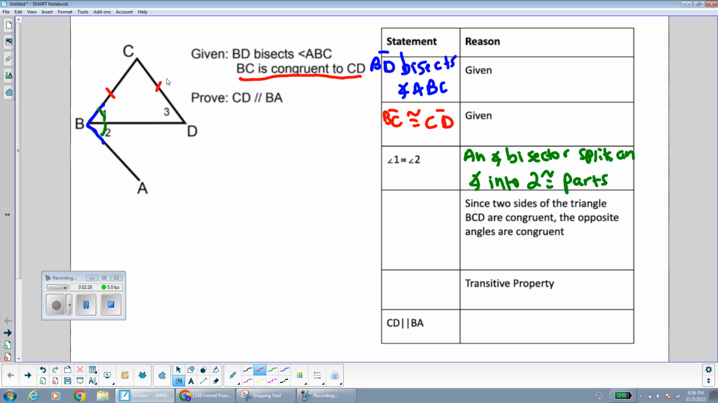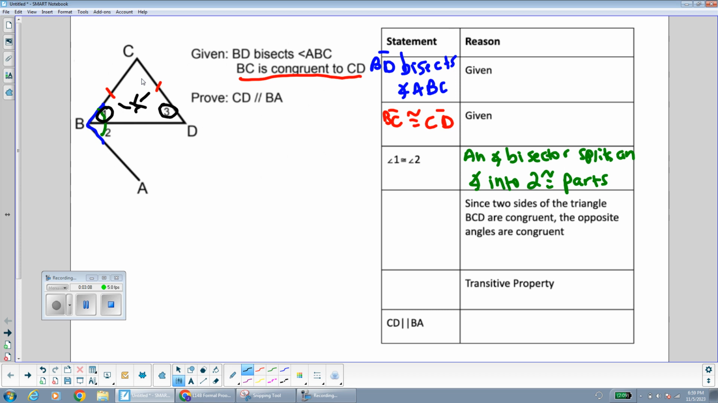Now that we know that BC is congruent to CD, I know that it is an isosceles triangle with two equal sides. And triangles with two equal sides also have two equal angles. And specifically, those equal angles are located opposite from the congruent sides. So here are our two congruent sides of triangle BCD. Opposite from this congruent side is angle 3, and opposite from this congruent side is angle 1. So now we see that angle 1 is congruent to angle 3 because we have a triangle with two equal sides. So the angles opposite those two equal sides must also be congruent.